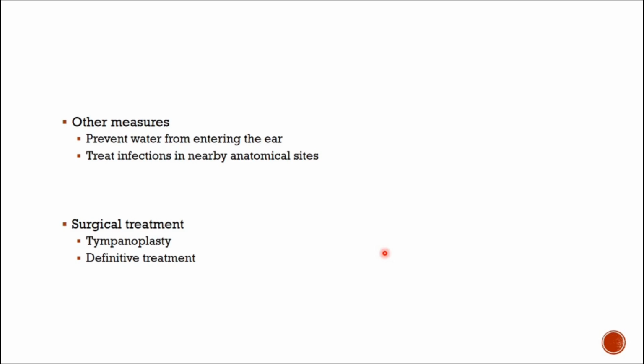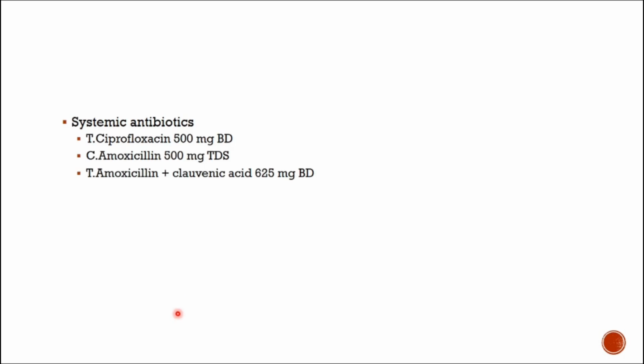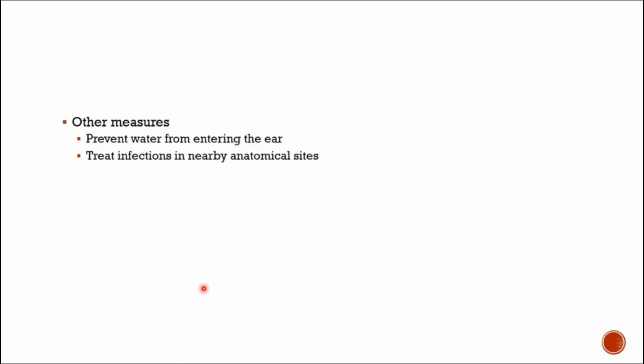Okay. So in your viva, if you get a CSOM case, first you will have to see whether it is active or inactive. If the patient is having an active CSOM, then you will have to start from these points: aural toileting, antibiotic ear drops, systemic antibiotics, systemic antihistamine, and these measures. And then finally you will have to tell the definitive management will be tympanoplasty.